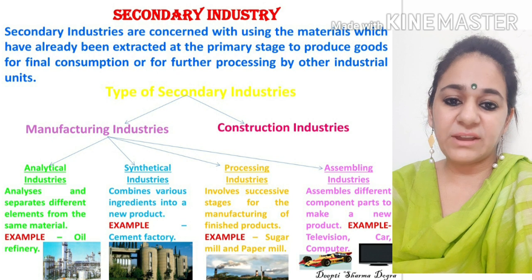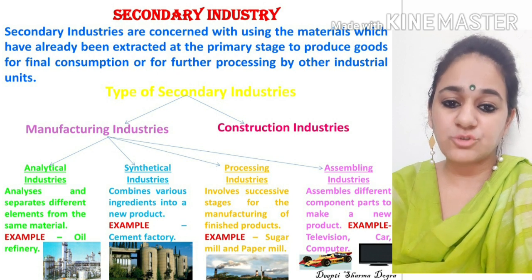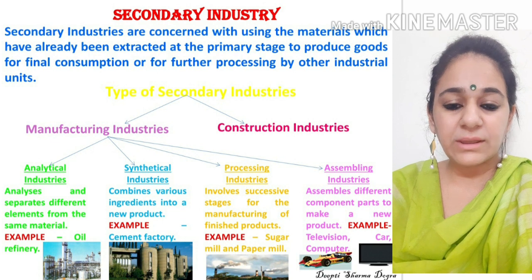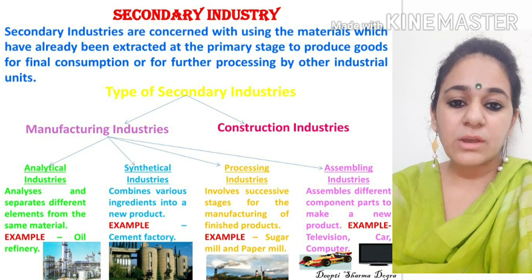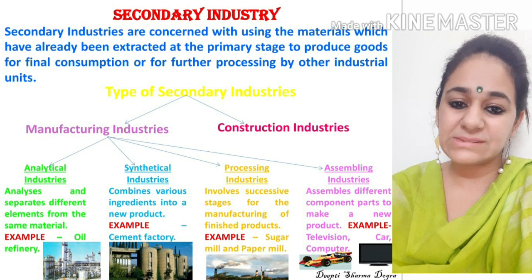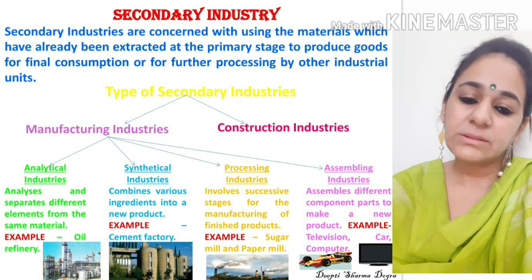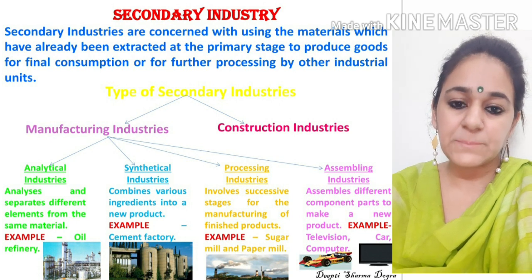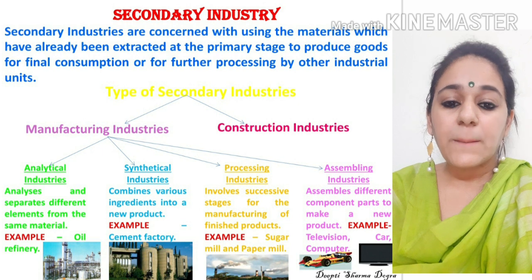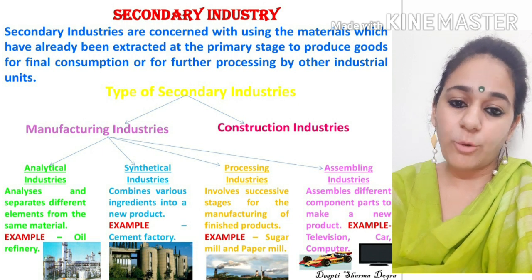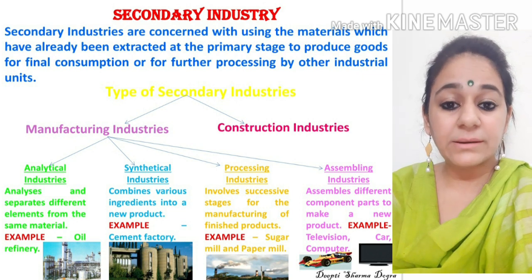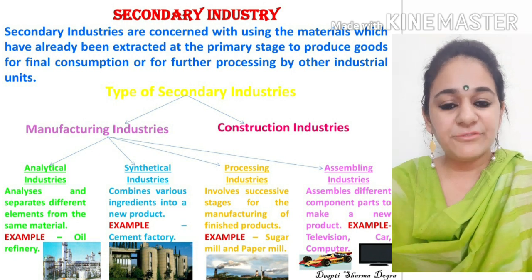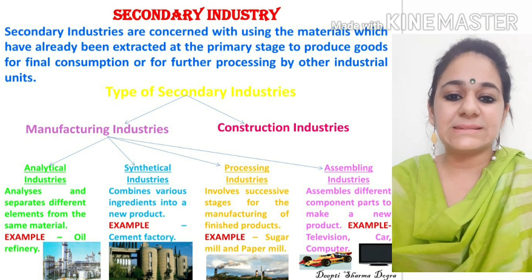Secondary industries are classified as manufacturing industries and construction industries. Construction industry, as you know, is construction of roads, hospitals, bridges, flyovers, or you could say construction of infrastructure, construction of buildings, whether residential or non-residential. This also comes under construction industries. Second is manufacturing industry. Manufacturing industries are again classified in 4 parts: analytical industry, synthetical industry, processing industry and assembling industry. The very first classification of secondary industry is analytical industry.